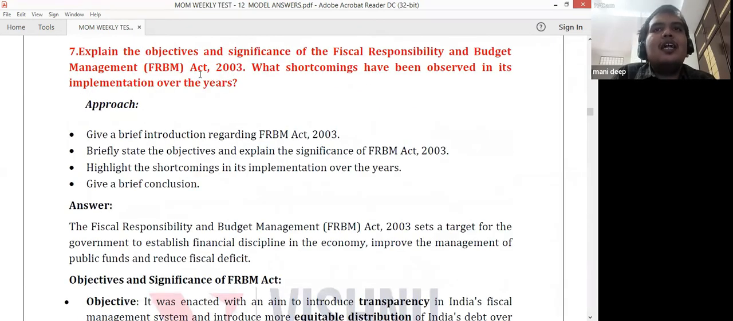So, next question is regarding FRBM Act. So there are some shortcomings observed. What are the shortcomings? FRBM Act is nothing but the commitments made by the government regarding their reduction in the fiscal deficit, revenue deficit, budget deficit, everything. Like these are the commitments given by the government that we will reduce fiscal deficit by this amount by this year, and revenue deficit to 0 by this year.